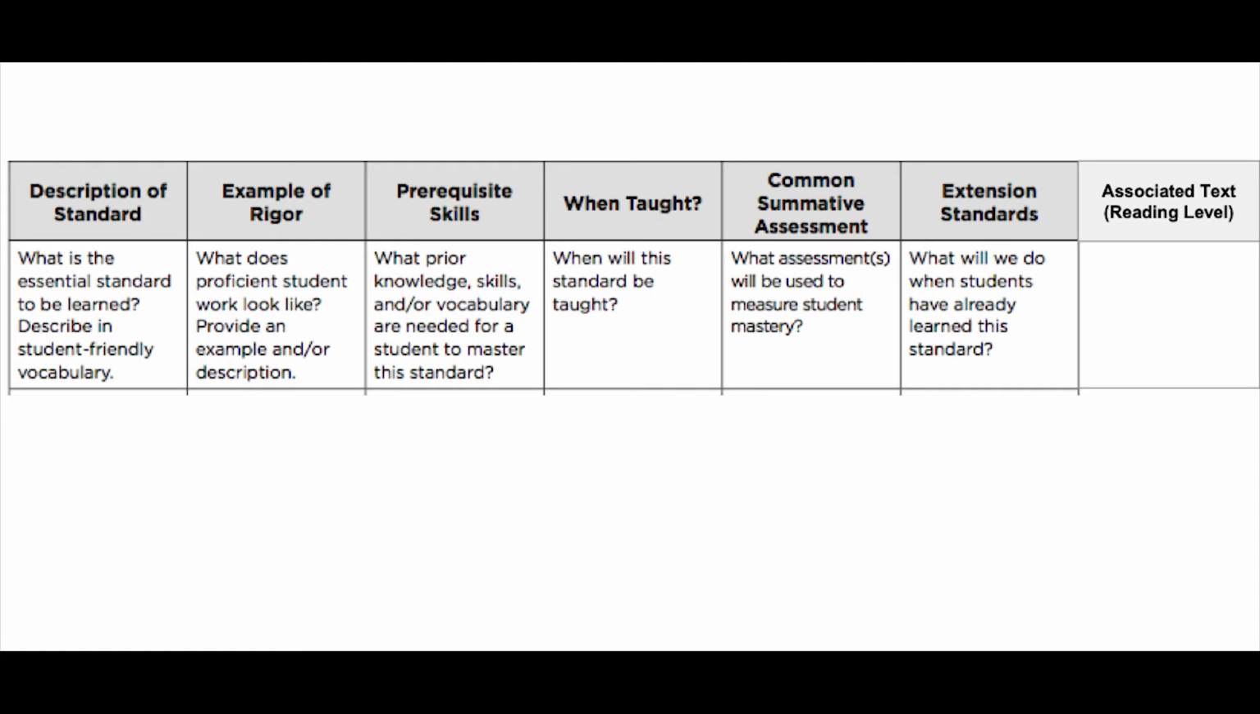But I would suggest that this gets added to the end of a table so that as you're working through outcomes, you're also looking for what are the associated texts and what are the reading levels of those texts as I'm looking through my curriculum. And as you go through it and find that, that way you have text ready to go.